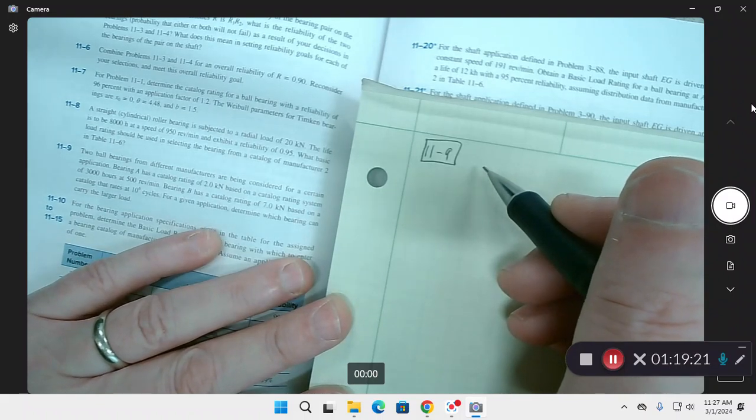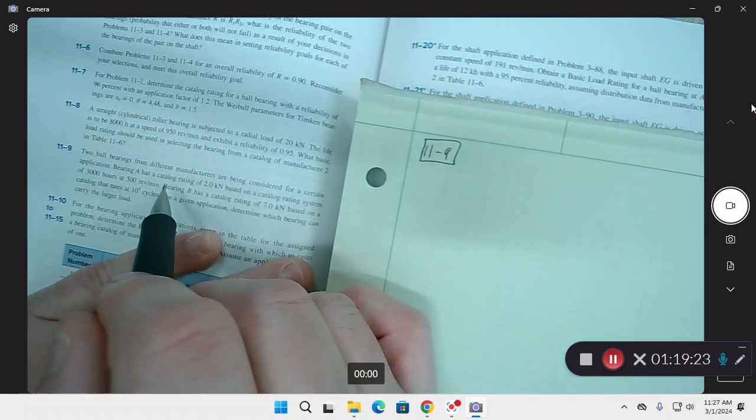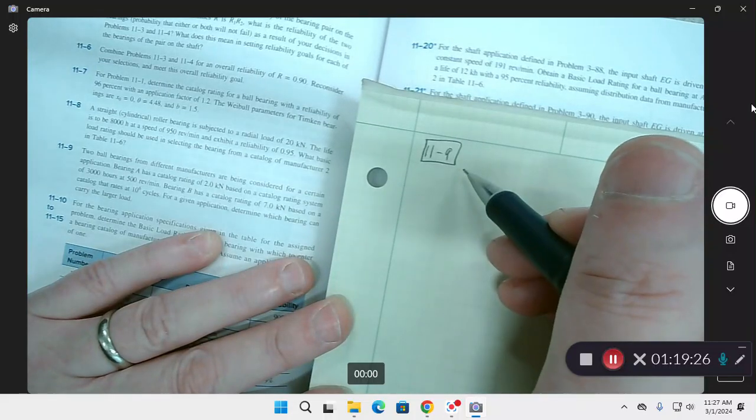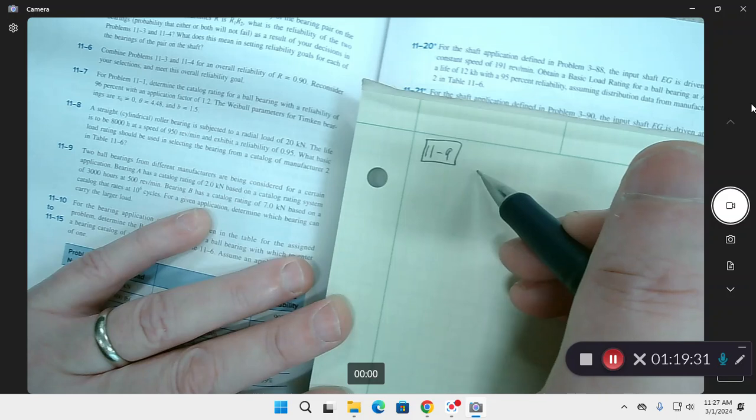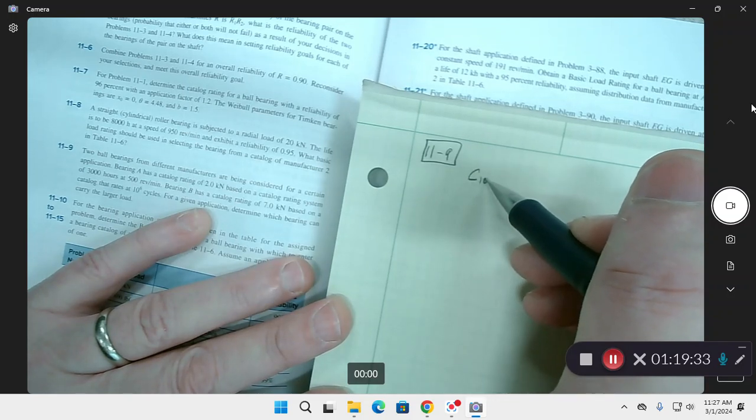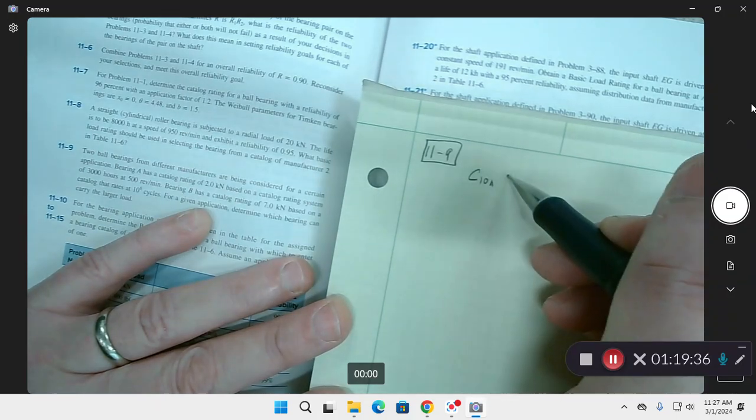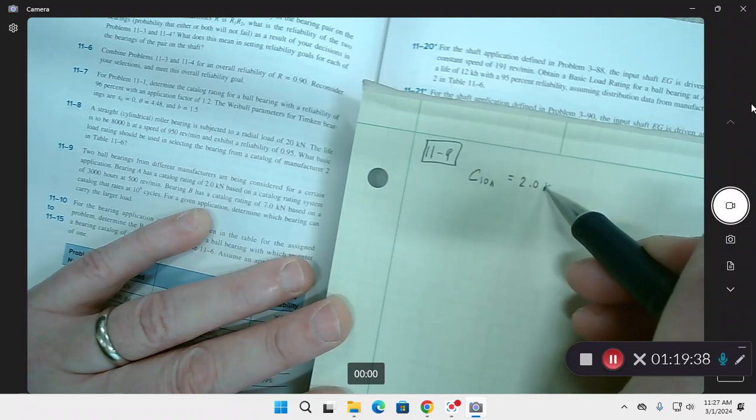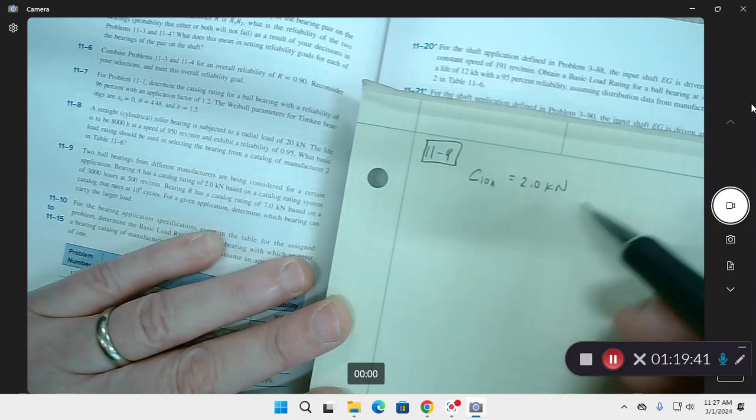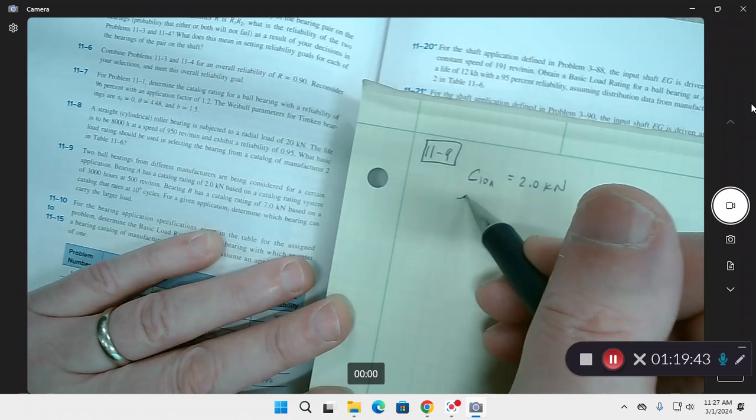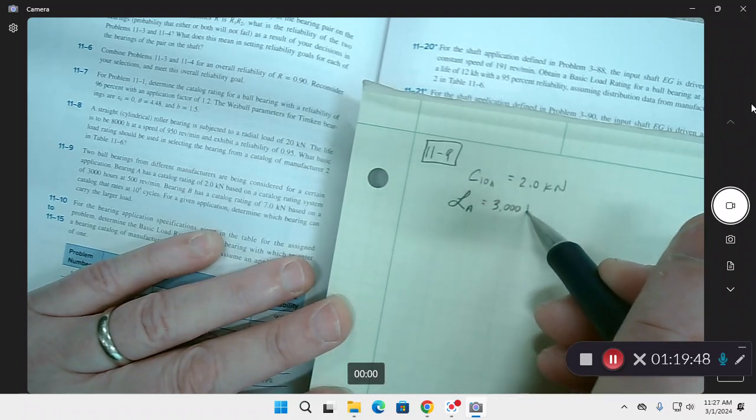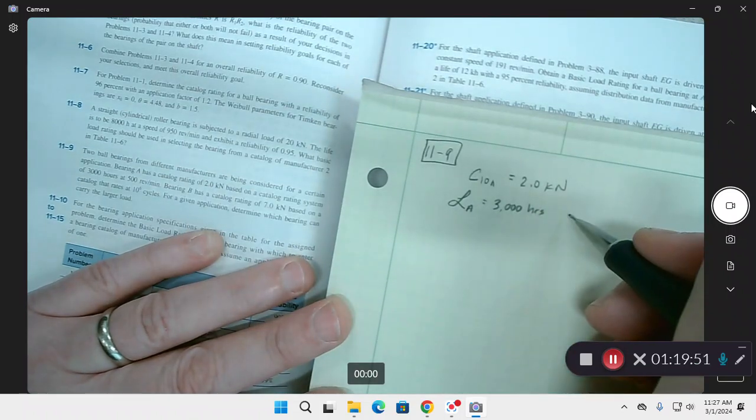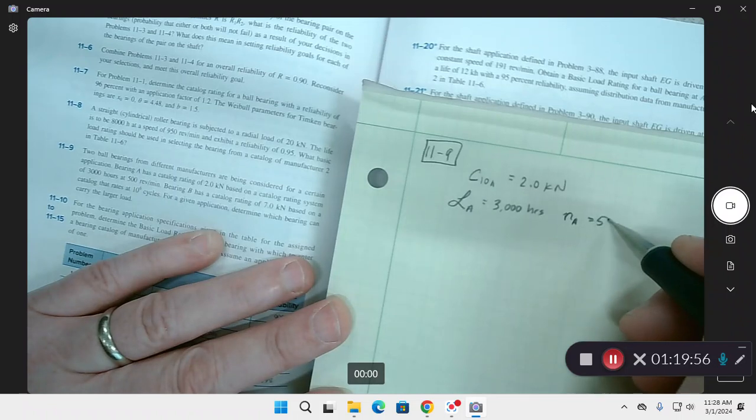Same repetition. All right, so we have the manufacturer. I'm going to do this problem. I don't like it, but I'm going to do it. So we're going to think our way through it. Manufacturer A has a catalog rating C10A equal to 2 kilonewtons, and their system has a rated life L10A of 3,000 hours at NA equal to 500 RPM.